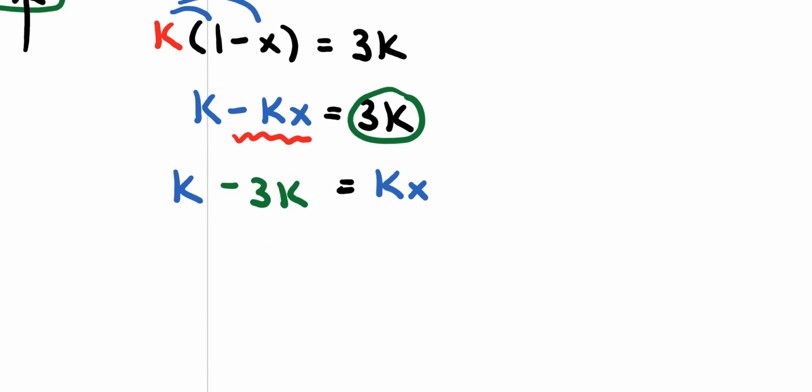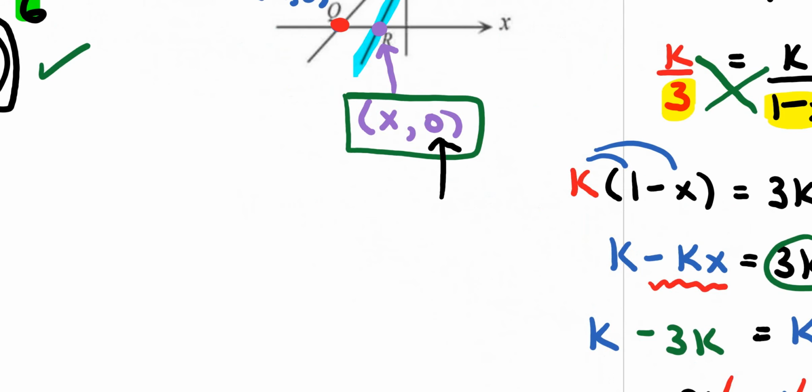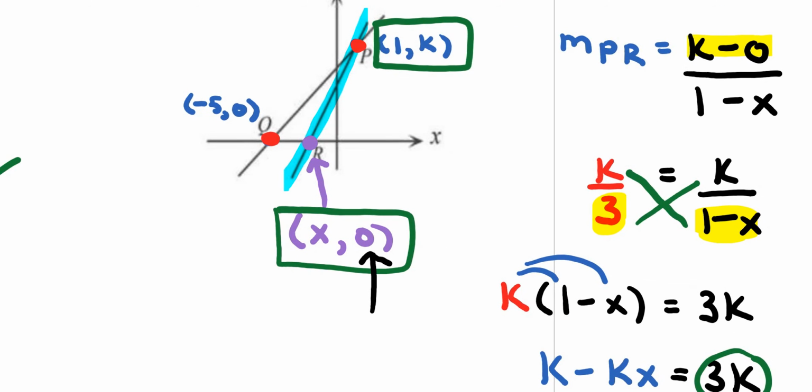Okay, so let's go ahead and keep on simplifying this. k minus 3k is going to be negative 2k, and this will be just kx. And then if your algebra skills are decent enough, you should be comfortable that this k and this k will cancel off, and what that means is x equals negative 2. All right, so we do all that work to find the value of x, which is negative 2. All right, going back to this diagram right here, we just found that this value here is negative 2, right?